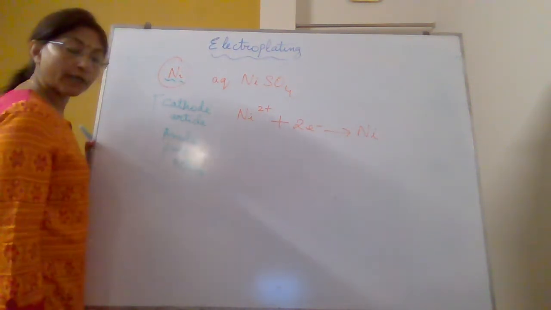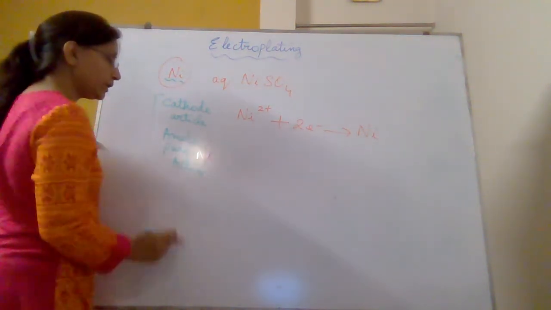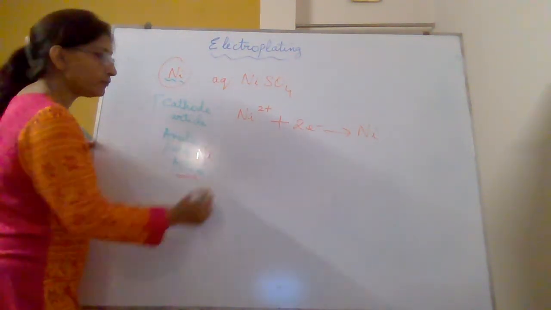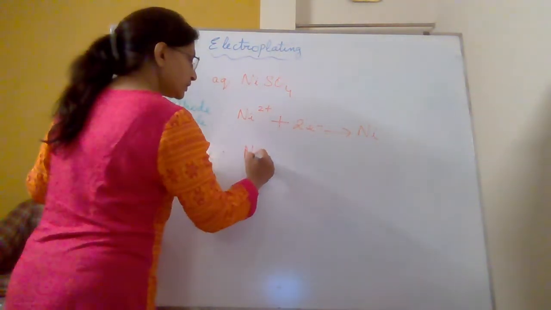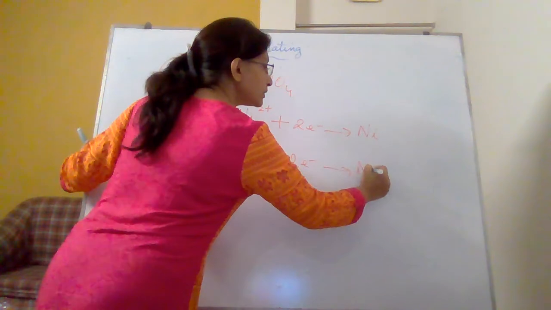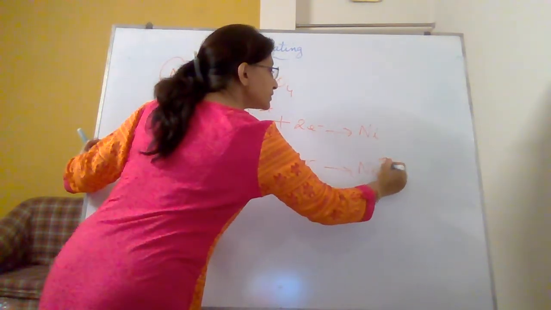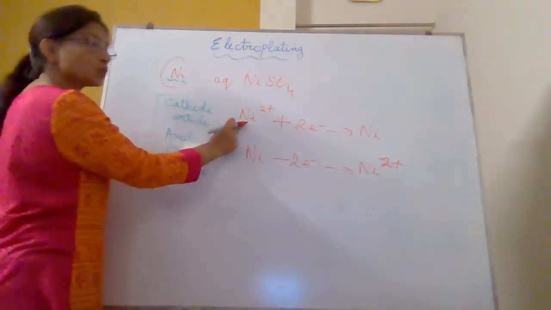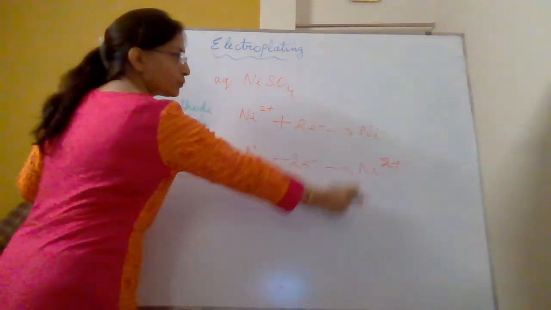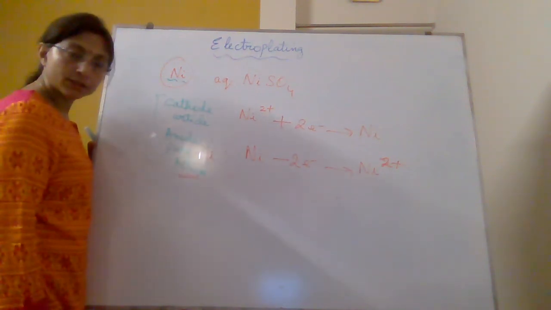And what will happen at the anode? Since here the anode is pure nickel, which is again active, nickel will produce nickel cations, which will in turn migrate towards the cathode and will be deposited there at the article after getting discharged.